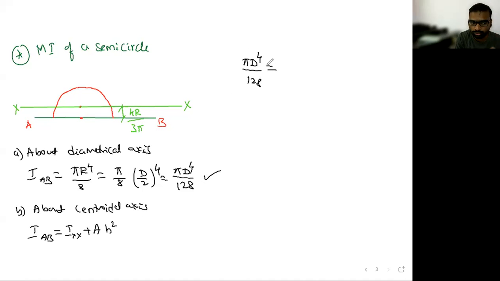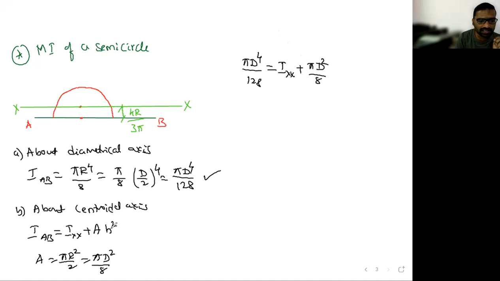You have to determine this one, Ixx, I want to determine. Plus, do you know the area of a semicircle? Pi r square upon 2. In terms of diameter, I want. So area in terms of diameter is pi d square upon 4 for the full circle. For the semicircle, pi d square by 8, correct? So area is equal to pi r square upon 2, or it is also pi d square upon 8.